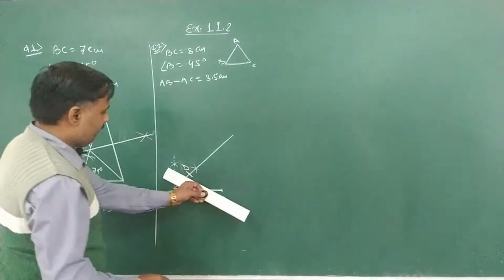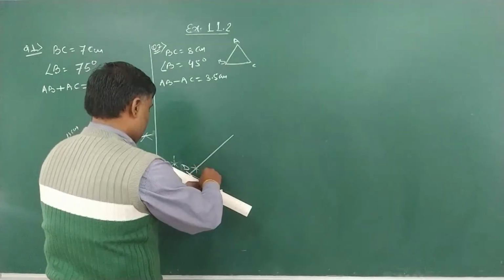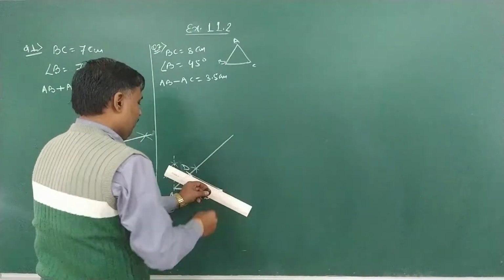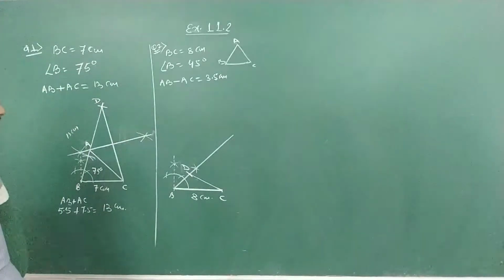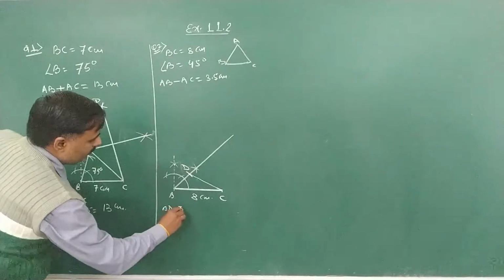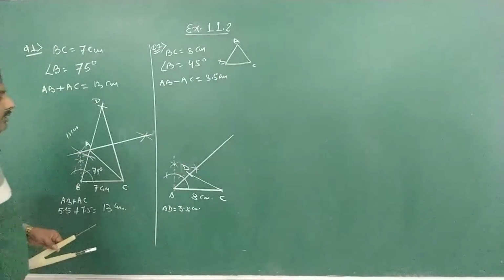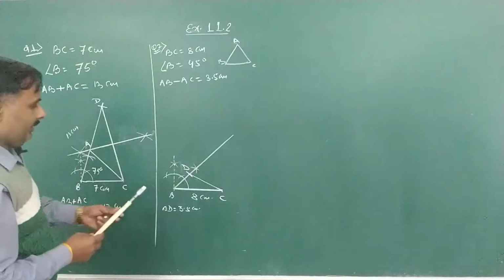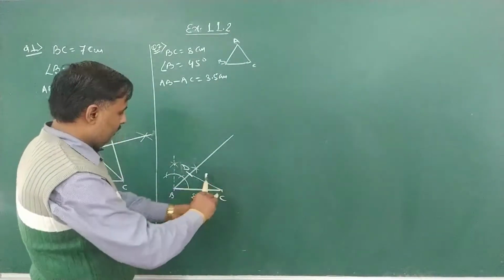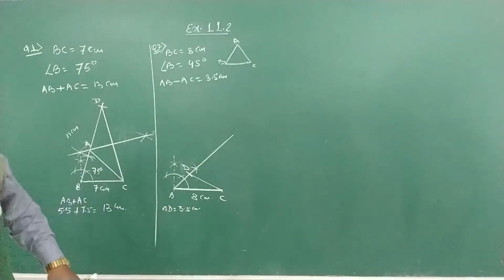Now join CD. And BD is equal to, I'm writing here, BD is equal to 3.5 centimeter. So when you draw the perpendicular bisector of CD, that perpendicular bisector intersects BD somewhere, and that will be the point A. So draw the perpendicular bisector of CD. I'm just drawing it.